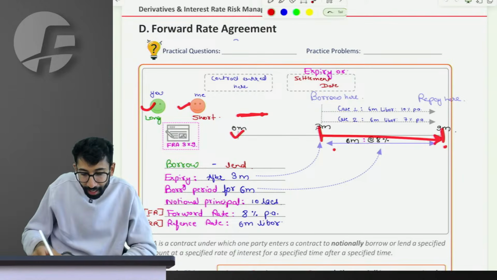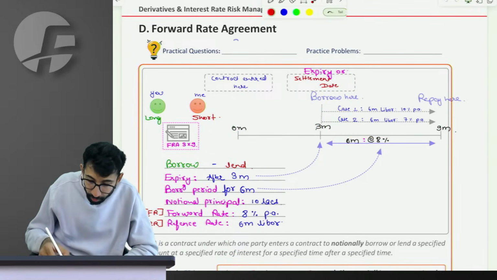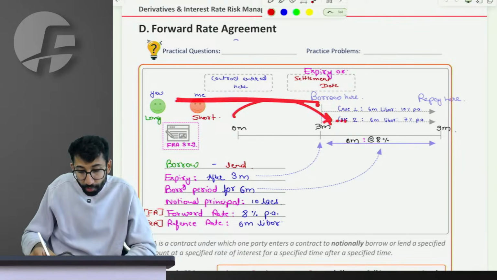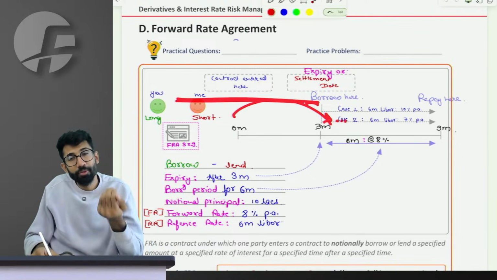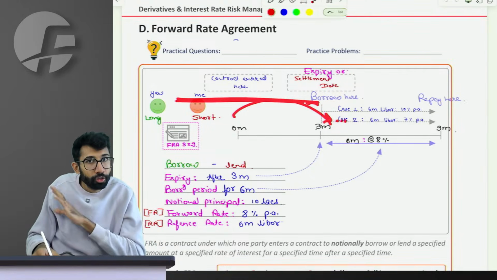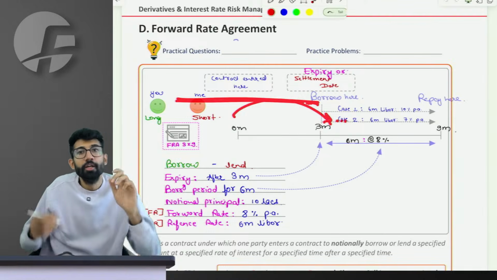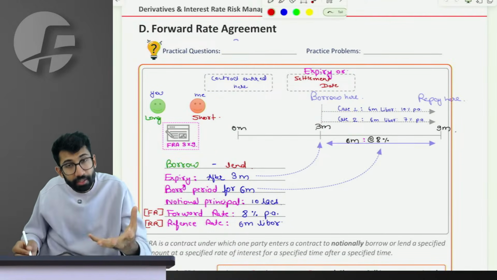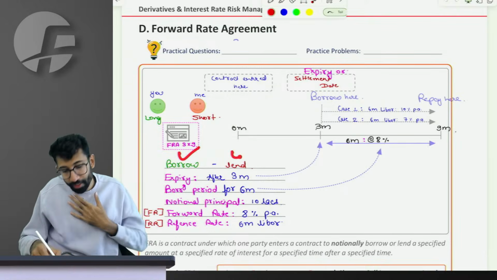Today, we are afraid of what the rate will be after 3 months. We know the rate of interest today in the spot market. But what will be the rate after 3 months for 6 months, that no one knows, that is uncertain. To eliminate this uncertainty, we entered into a contract. What is agreed upon? Agreed that you will borrow, I will lend.